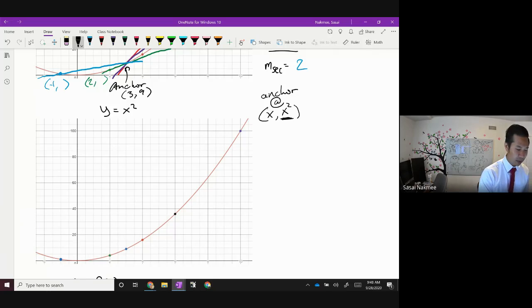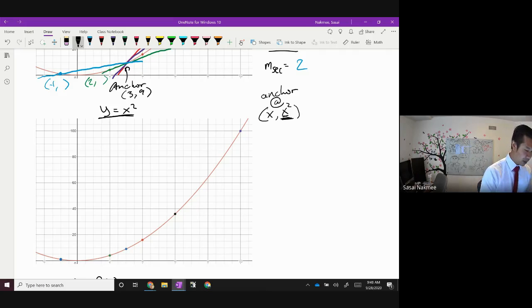My anchor point for this one, if I'm going to call it this generic anchor point x, then the y value is going to be x squared, because that's what the function is defined as. And it'll change from problem to problem. If y was equal to 3x plus 4, then whatever that is, it will be my y value in here. So my anchor right here is (x, x squared).